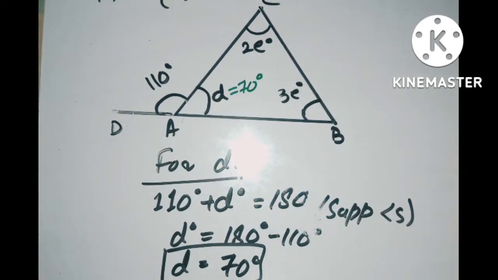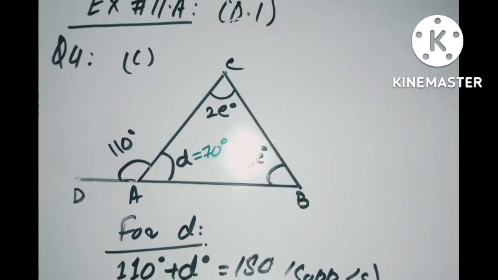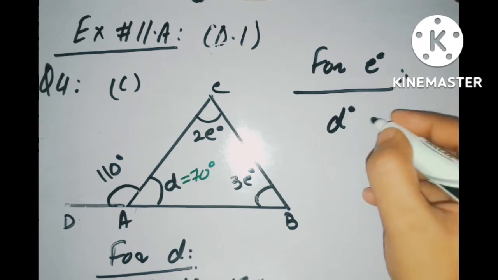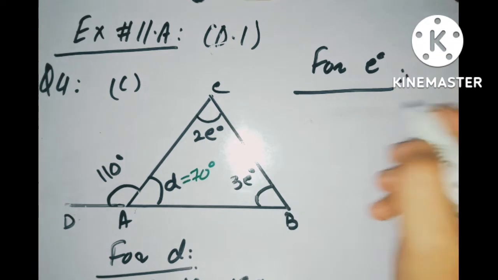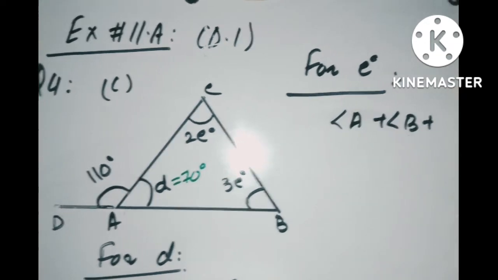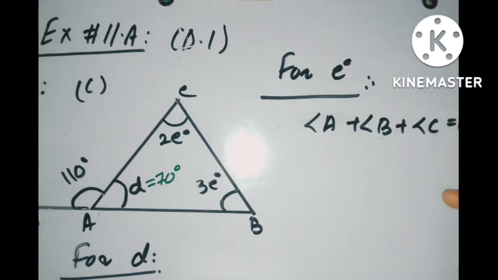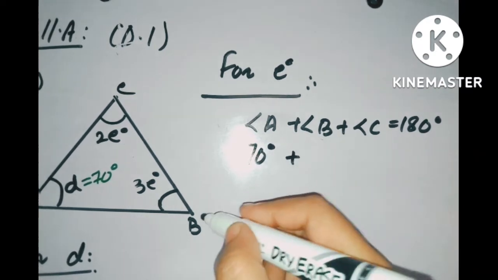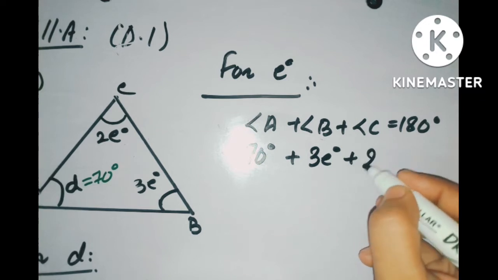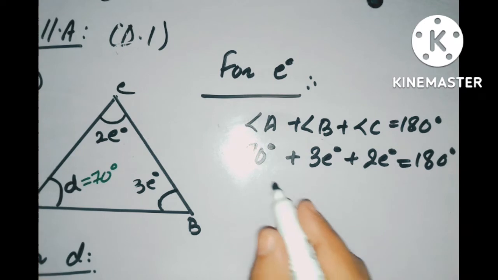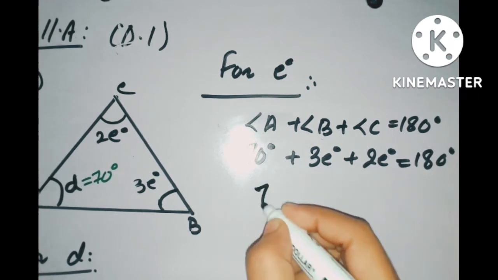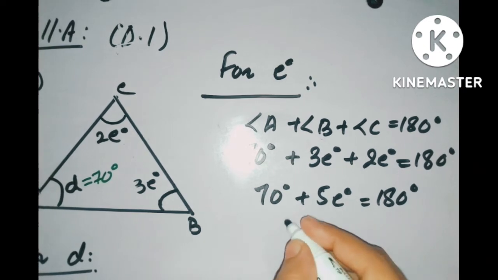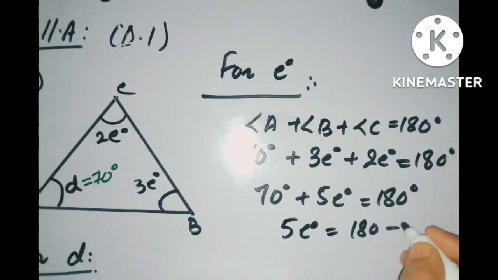Now we know all the interior angles, but in the form of E. So for E, we can make the statement that angle A plus angle B plus angle C is equal to 180 degree. The value of A is 70 degree, the value of B is 3E degree, and the value of C is 2E degree according to the question. 70 will be shifted there, and 2E and 3E can be added together. So first we add 3E and 2E, then 5E will be here, and 180 degree minus 70 degree.